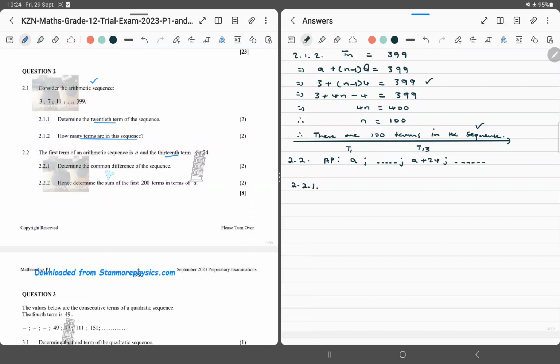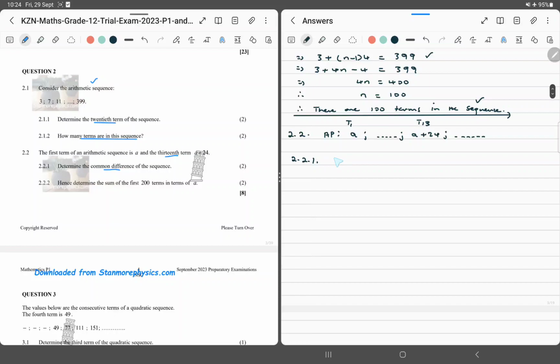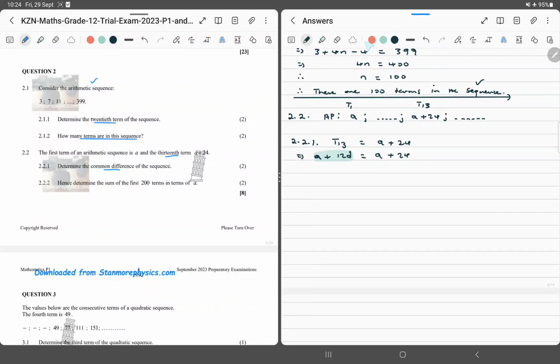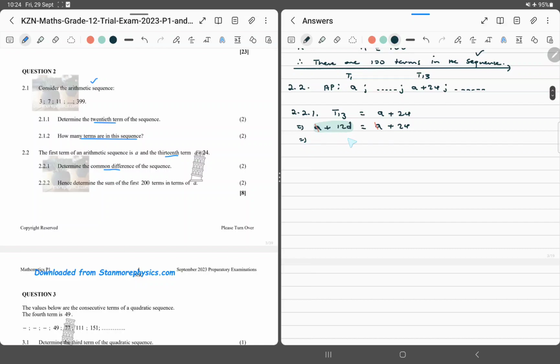2.2.1 says determine the common difference. Easy. We know that T13 is equal to a plus 24. This implies that a plus 12d is equal to a plus 24. Now you need to remember how to get this. You get it from the general formula for finding a term of an arithmetic sequence. Okay, so this is easy, folks. You can see here that a is the same on either side of the equal sign, so it cancels out. So this means that 12d is equal to 24. Therefore d is going to be 2.